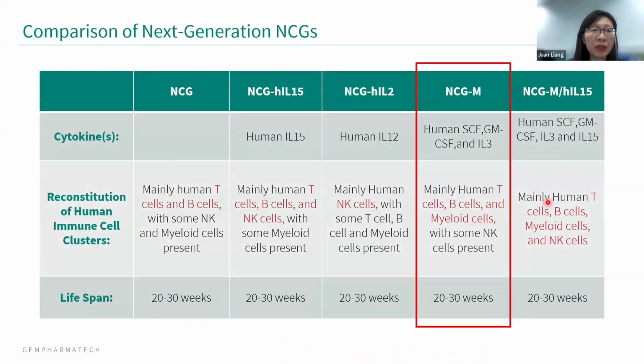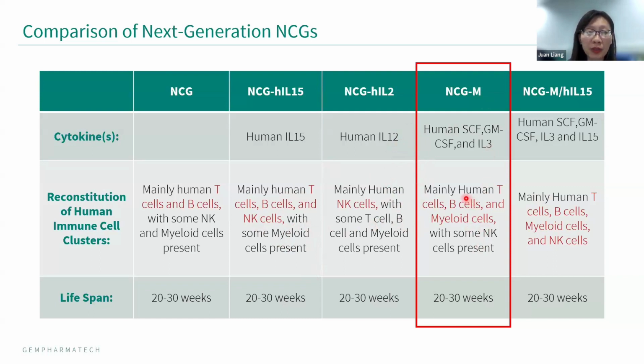Here is a comparison of the next generation of NCG mice we have generated at GemPharmatech. As we mentioned, when the NCG mice express human IL-15, this mouse strain could support human T cells, B cells, and NK cells, but with a very small population of myeloid cells. And the IL-2 expressing NCG mouse strain could help human NK cell development.